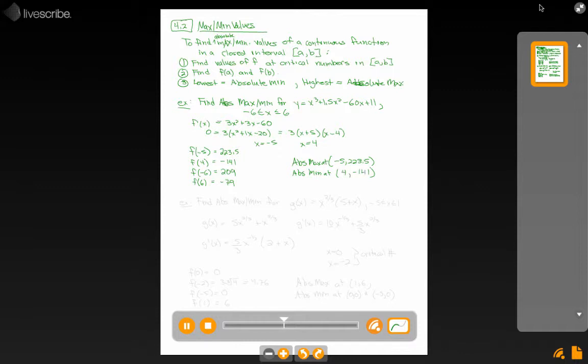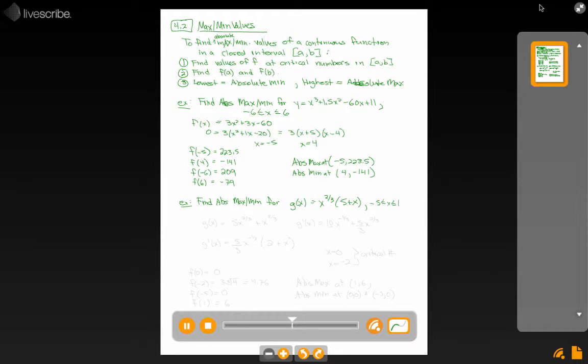So as long as you've checked your critical numbers and your end points of your closed interval, there's nowhere else that your max or min will be for a continuous function. So let's do one more example like that. Let's find the absolute max min for this function, and in this case only from the interval -5 up to +1.